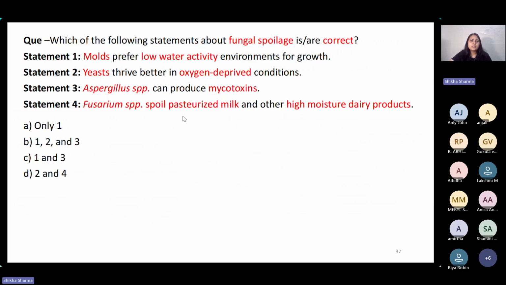Okay, let's discuss this question, which is the spoilage due to fungus. Which statement is correct regarding that? Statement 1 says that molds prefer lower water activity environments for their growth. Statement 2 is about yeast: yeast thrives better in oxygen deprived conditions. Then Aspergillus species produce mycotoxins, and Fusarium species spoil pasteurized milk and high moisture dairy products. So we need to match.